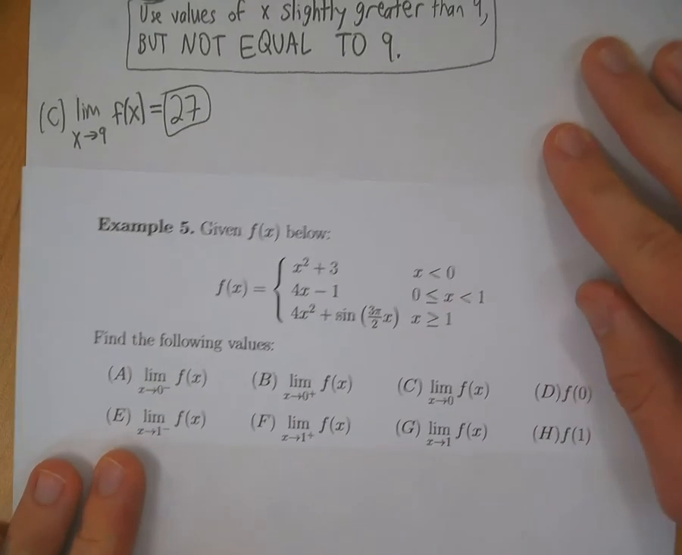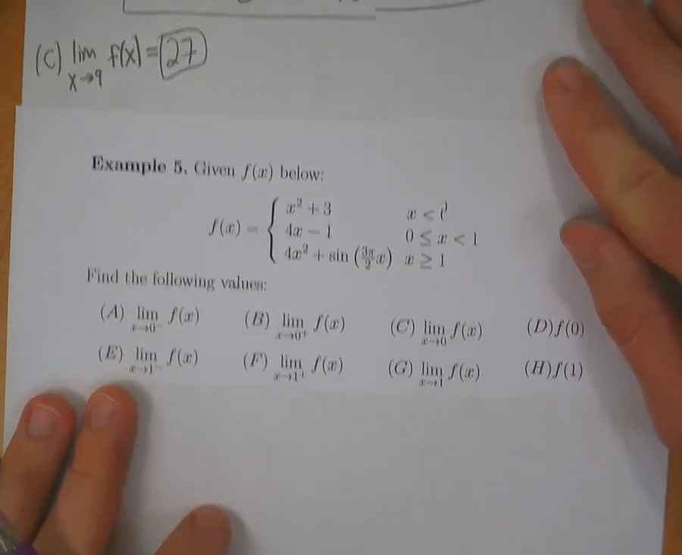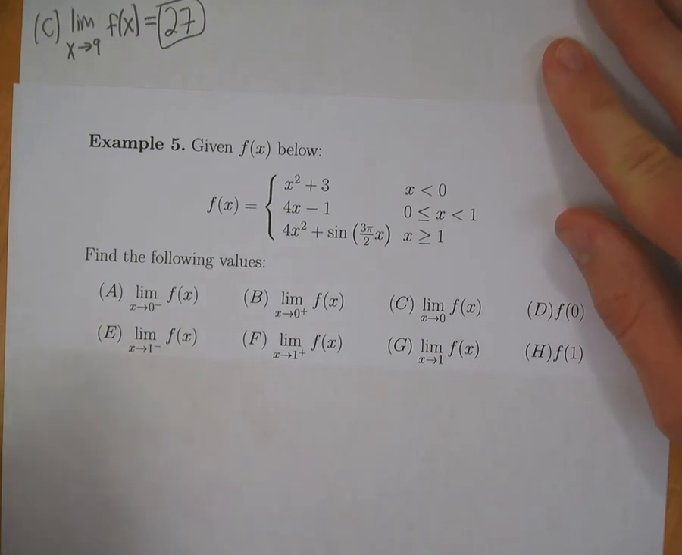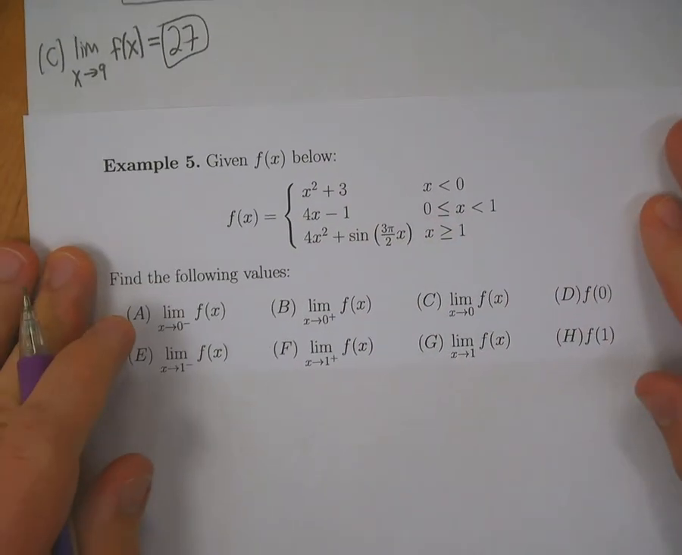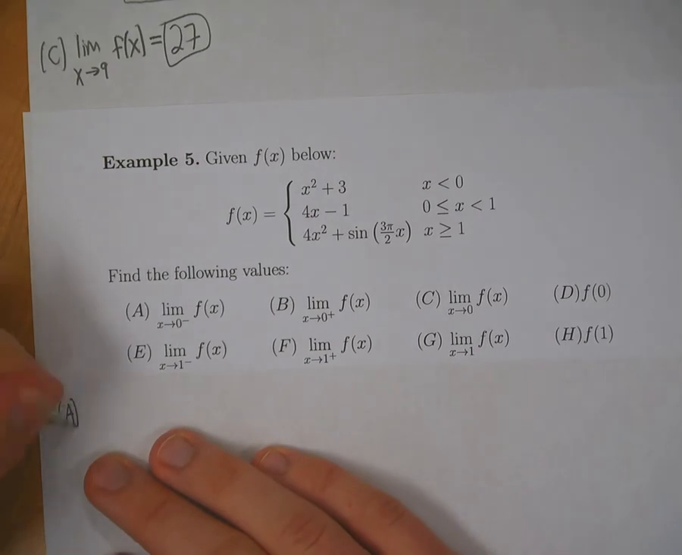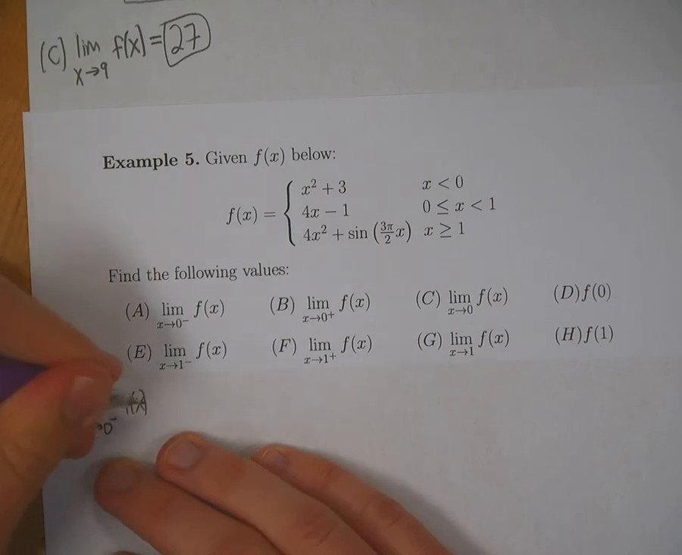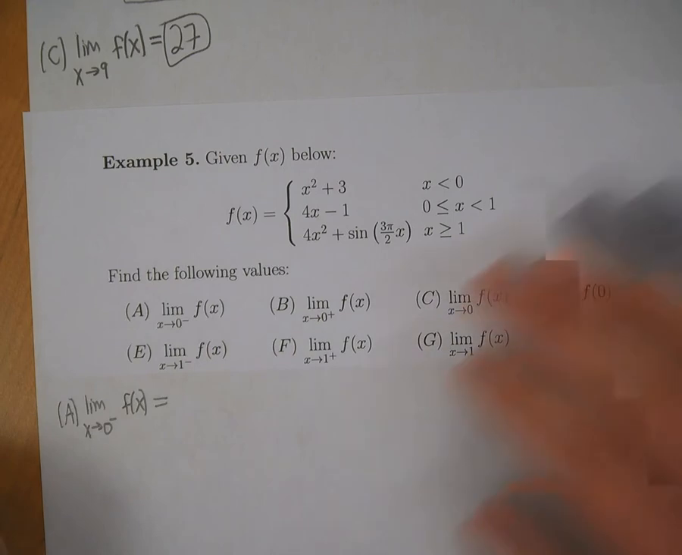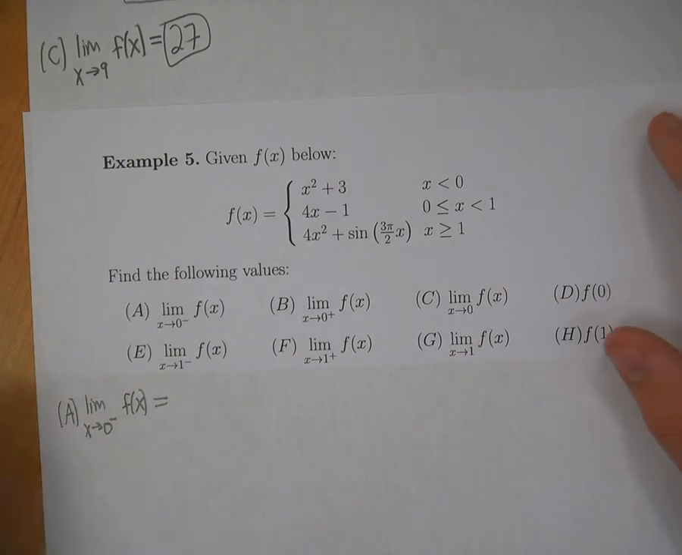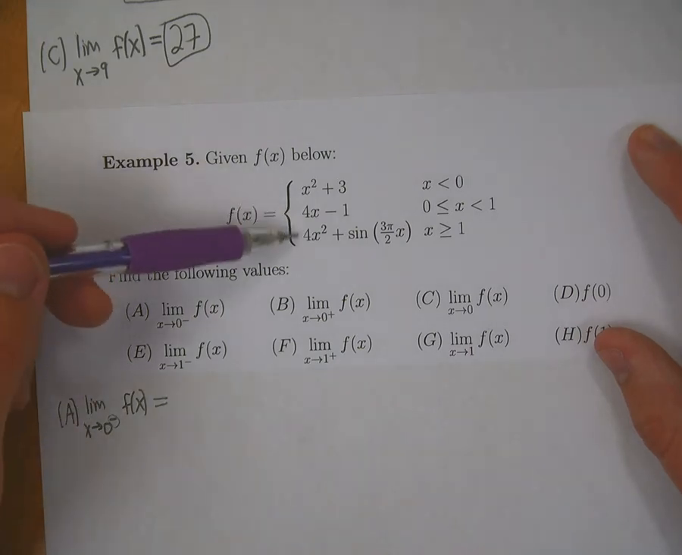Alright, so with that being the case, let's go ahead and start by finding part A here. So part A, the limit as x approaches 0 from the left of f of x. So in this case, we're going to need to make sure we're, again, staying relatively close to 0 from the left while not actually equaling 0 here. So using that reasoning, which of these 3 functions should we be using?